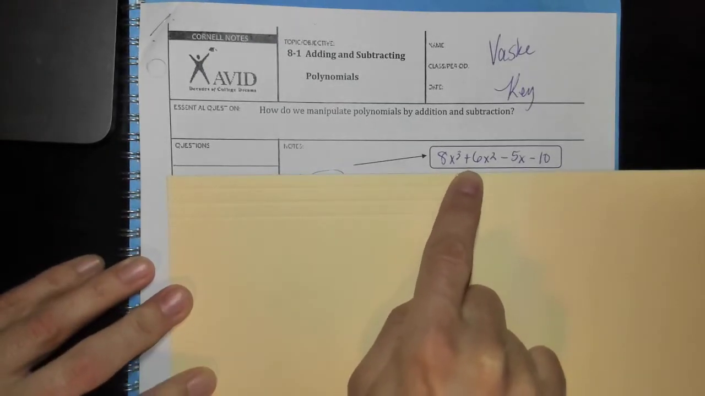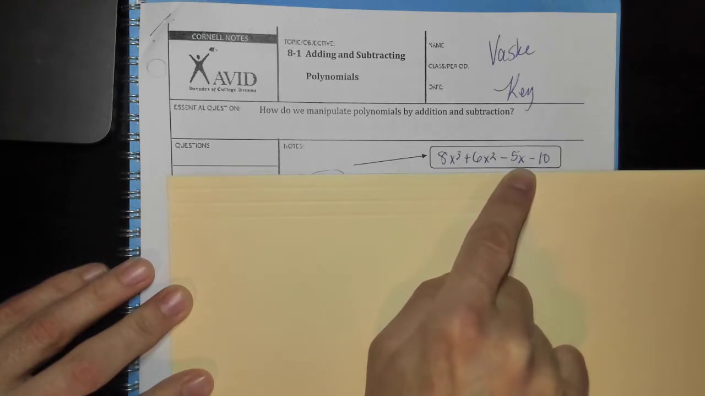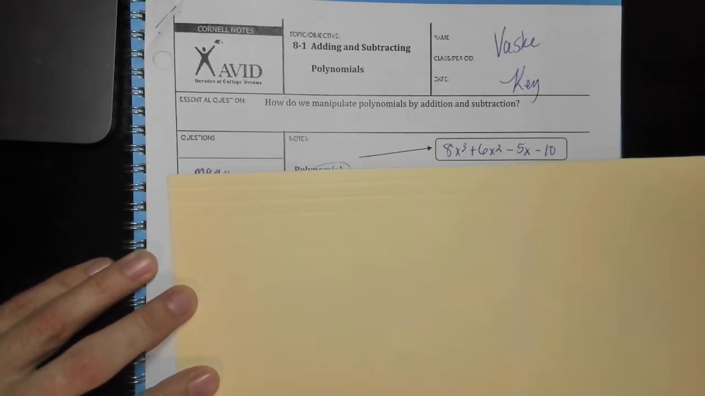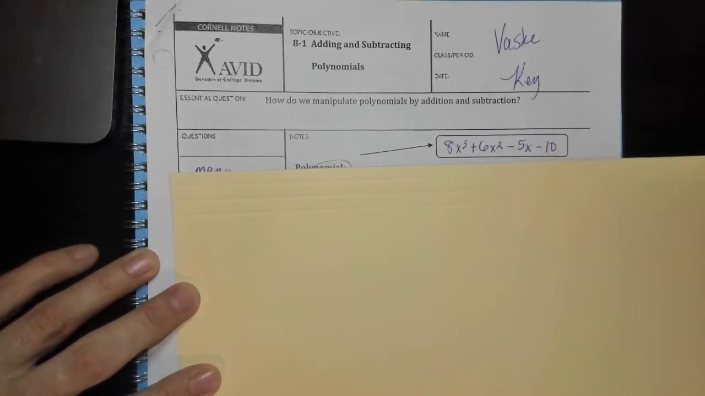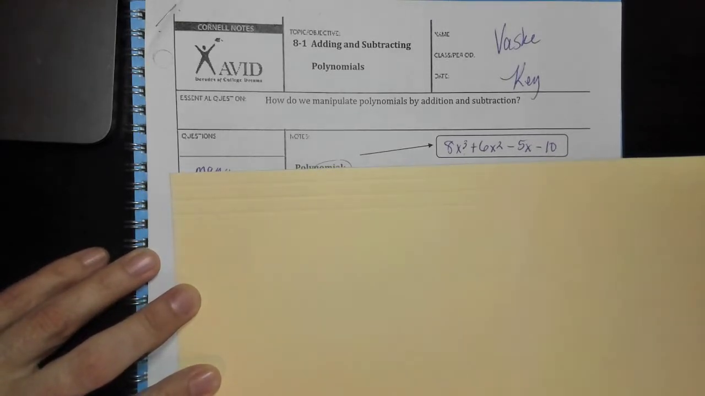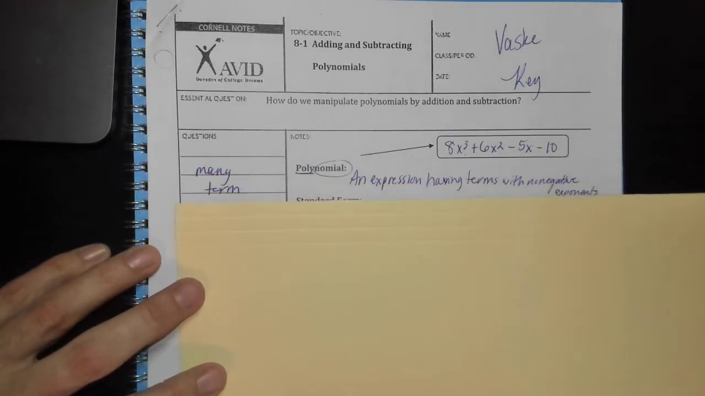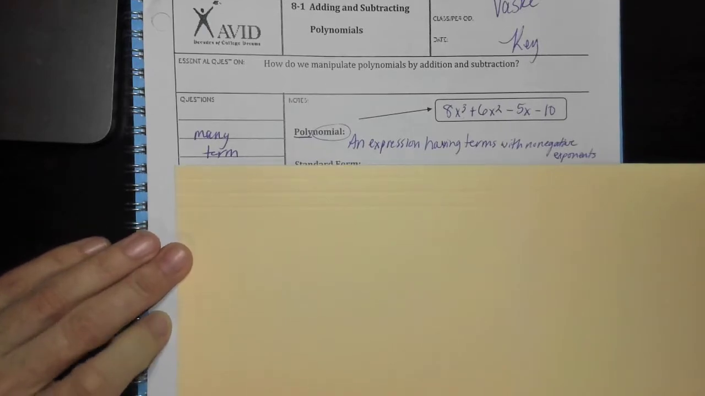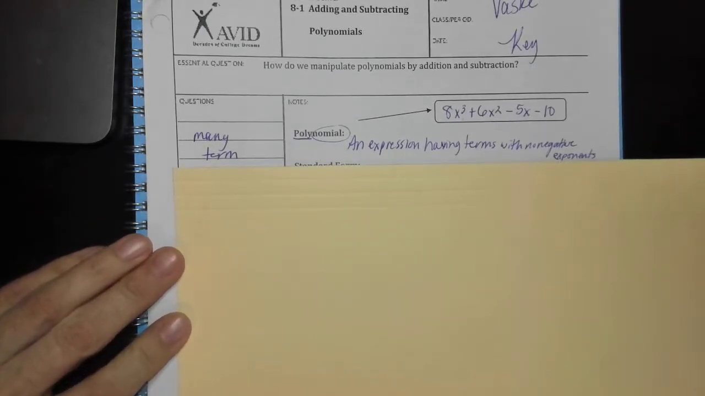It's 8x to the third plus 6x squared minus 5x minus 10. And remember, poly means many, and nomial means terms. So obviously this has many terms. There's actually 4 in this one. All right. And it's an expression having terms that have non-negative exponents.